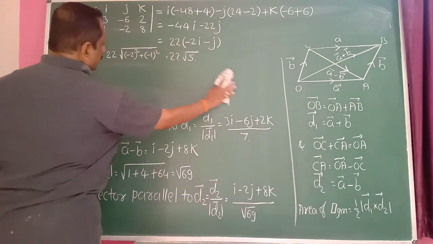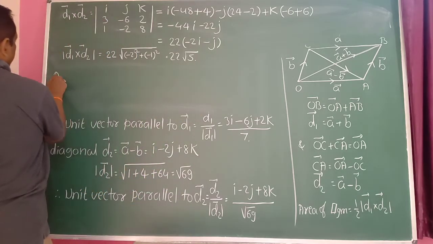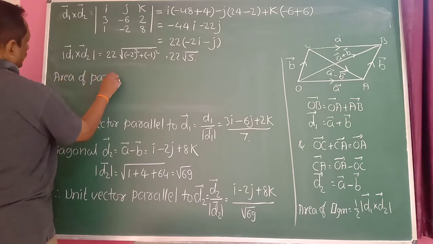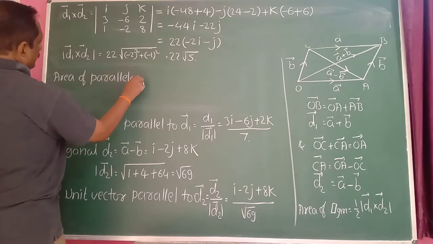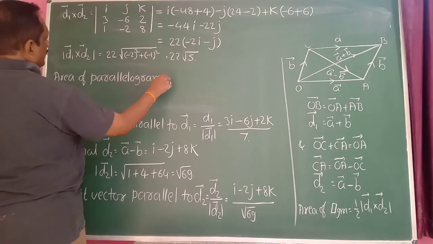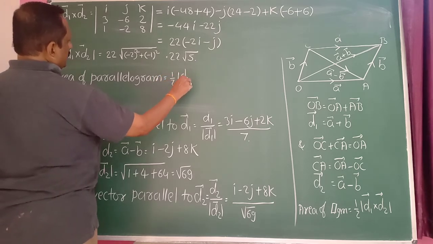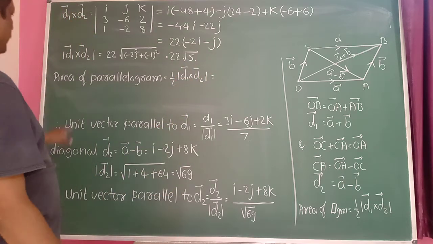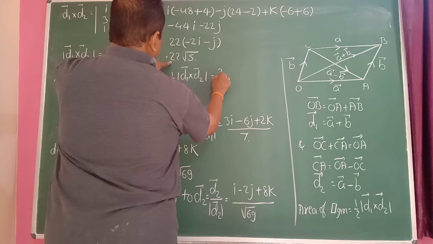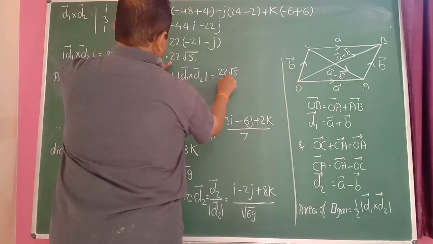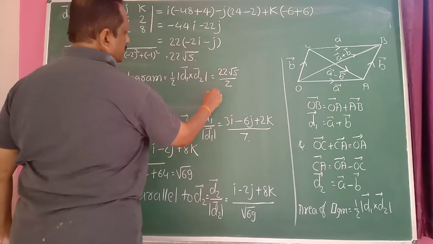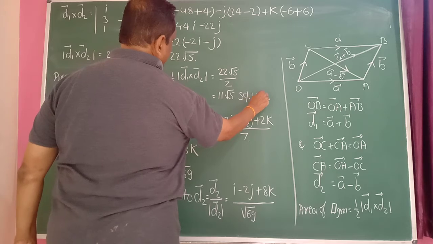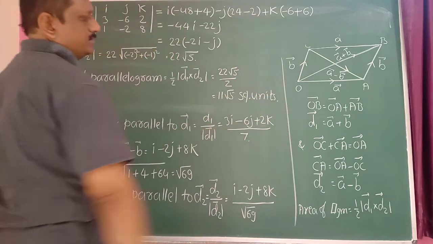Okay, therefore area of parallelogram is equal to 1 upon 2 into modulus of d1 cross d2. Then d1 cross d2 is this one. So 22 root 5 divided by 2. 2 ones are 2, 11s are 11 root 5 square units here. So this is the answer here.